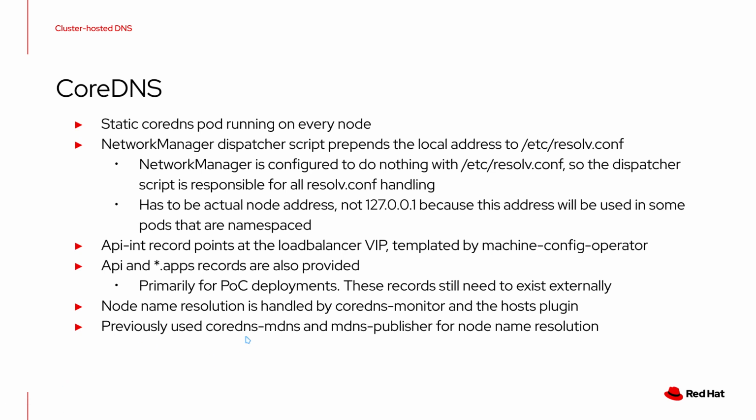We did previously use CoreDNS, mDNS, and mDNS Publisher for node name resolution. That turned out to be a problem because multicast is not allowed in some environments, in some cases for very good reason. It was also a scaling issue because the large amount of multicast traffic that started getting sent around in larger clusters was actually overwhelming network interfaces. So we did move away from that, but that is something that is still present in some older releases, so if you run across that, that is why.